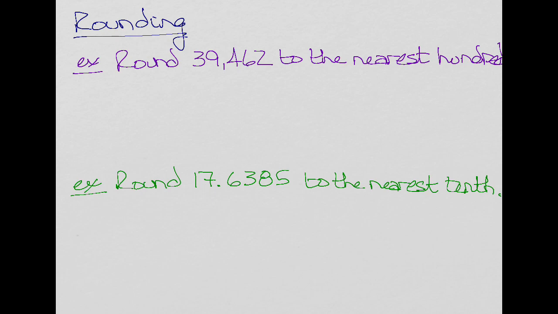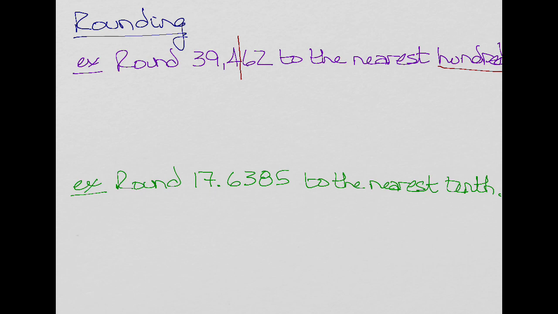Let's round this number of 39,462 to the nearest hundred. So I'm going to find the hundreds place in this number. Since this is a whole number, the ones place is on the right. Ones, the next place to it is tens. The 4 is in the hundreds place. So I'm going to draw myself a nice line after the hundreds place, the place that I'm trying to round to.